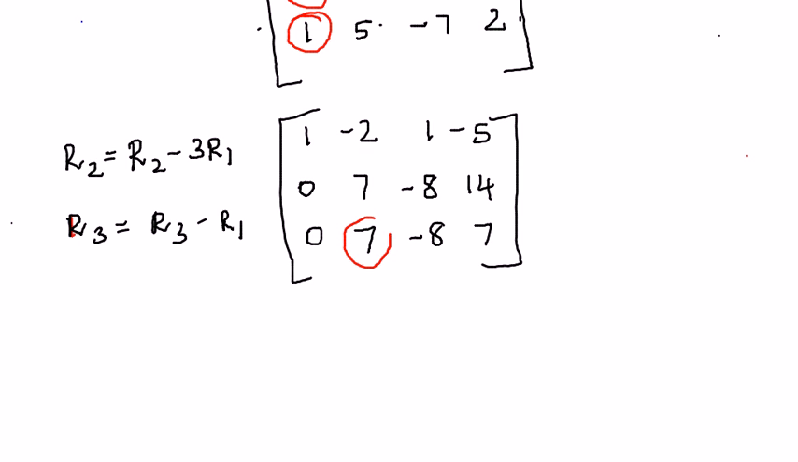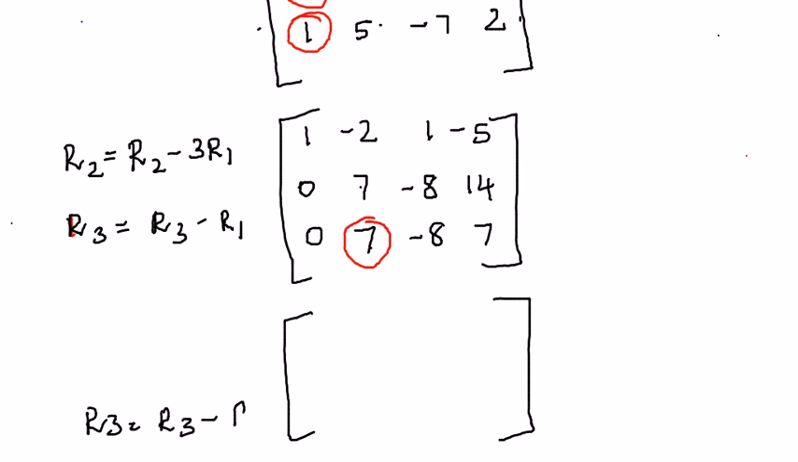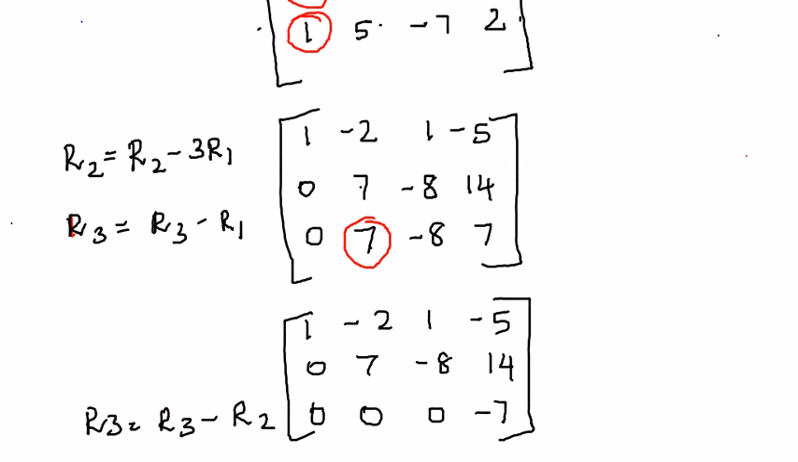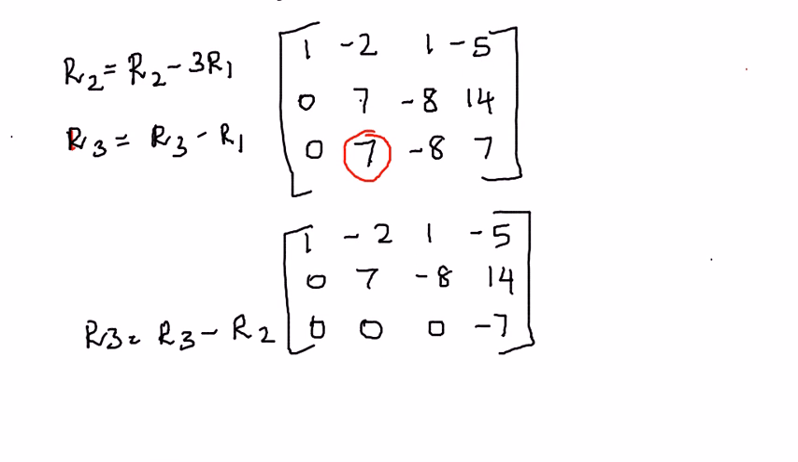Now to bring a row full of zeros here, we can try to make this element next to 0. To make this element 0, we can directly subtract R2 from it. So R3 is equal to R3 minus R2. It becomes 0, 0, minus 8 plus 8 becomes 0, and 7 minus 14 is minus 7. The remaining we write as it is. Further than this we can't make anything else 0. So this is said to be in the echelon form.